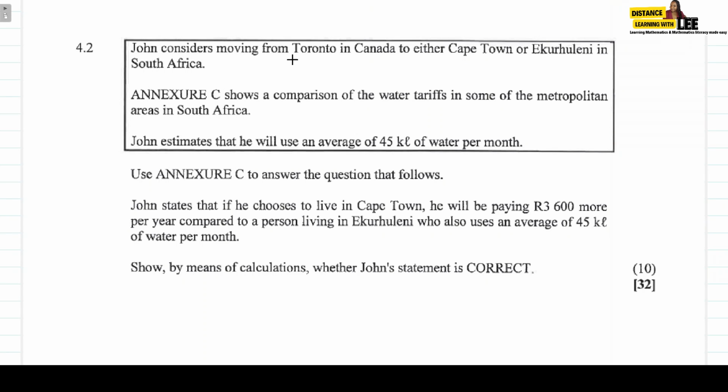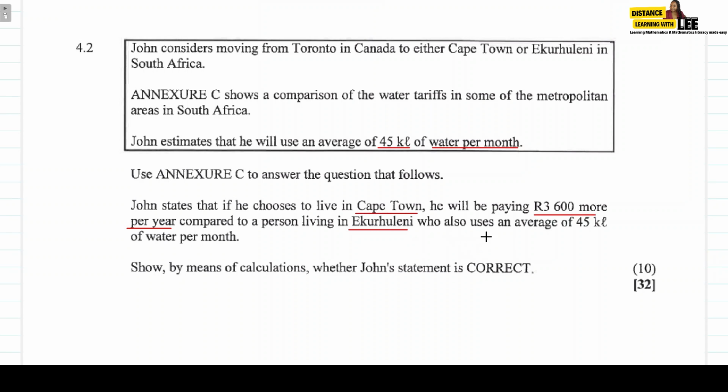John considers moving from Toronto in Canada to either Cape Town or Ekurhuleni in South Africa. Annexure C shows a comparison of the water tariffs in some of the metropolitan areas in South Africa. John estimates that he will use an average of 45 kiloliters of water per month. We need to use Annexure C to answer the questions that follow. John states that if he chooses to live in Cape Town, he will be paying 3,600 more per year compared to a person living in Ekurhuleni.